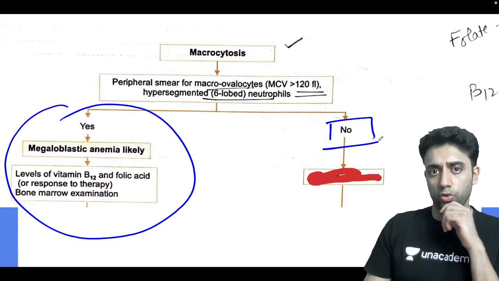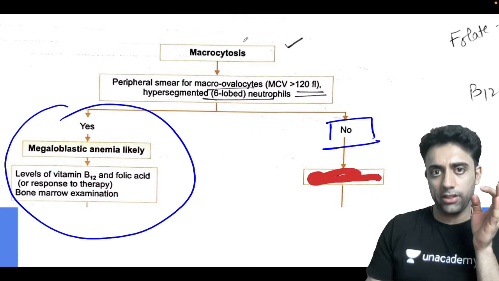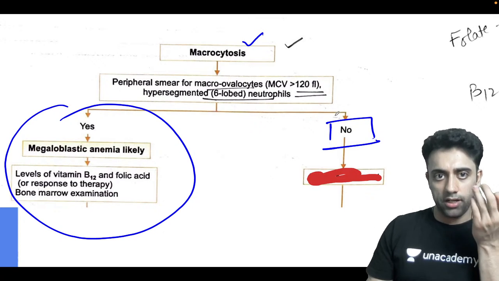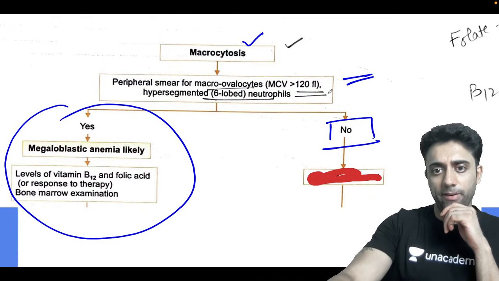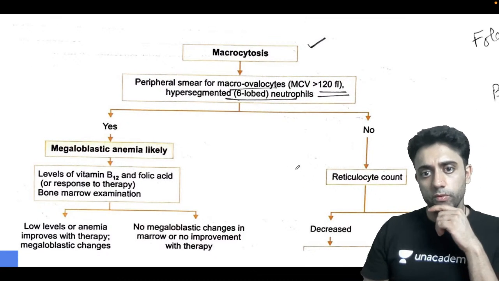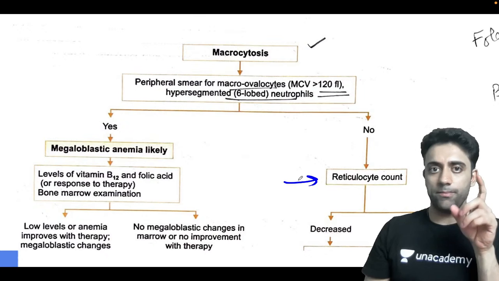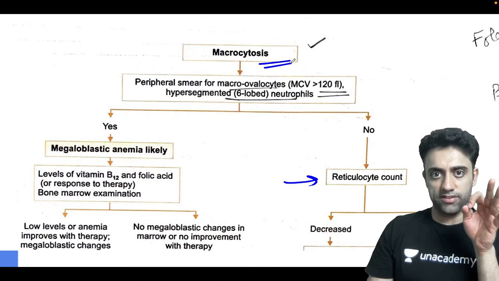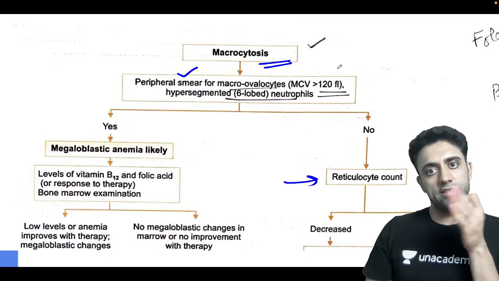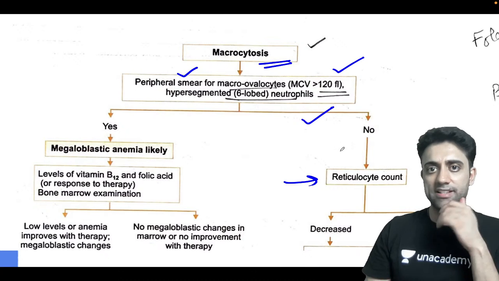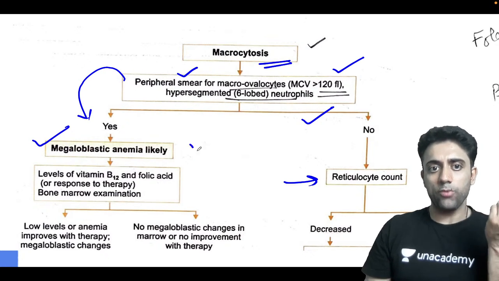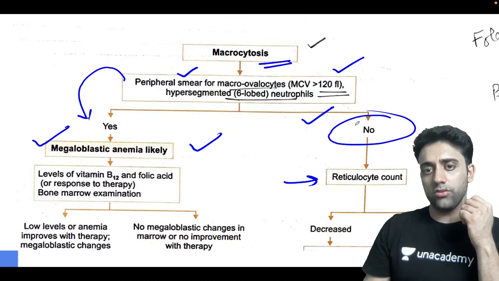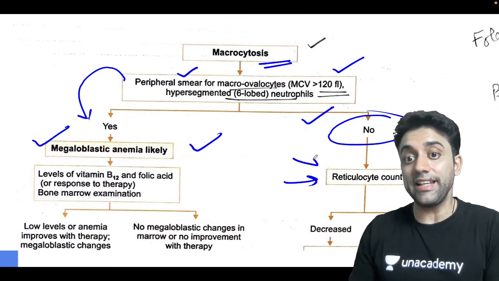If the answer is no. If the macrocytosis is there, but MCV is not more than 120 femtoliter, then you will do a retic count. I'll repeat again: there is macrocytosis, meaning the peripheral blood smear shows MCV more than 120 and hypersegmented neutrophils. If it is yes, then of course the picture says megaloblastic anemia likely, and if no, then you'll get a retic count done.